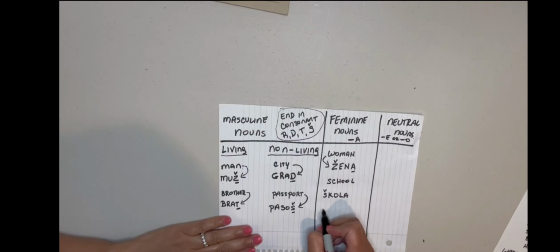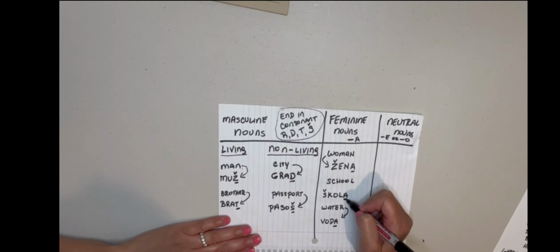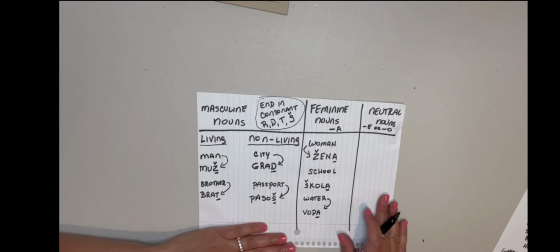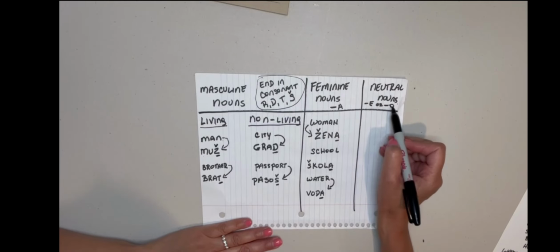Or the word water in Serbian is voda, V-O-D-A. So again, feminine nouns generally end in A. Neutral nouns end either with an E or an O.